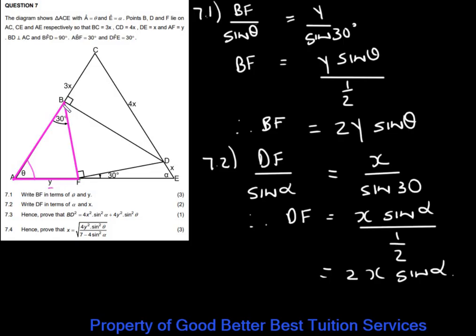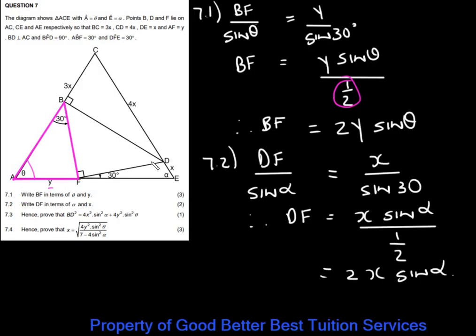All we are going to do is cross multiply, and we are going to say y sine theta divided by sine of 30, which is a half. And when we divide, it gives us 2y sine theta. So BF is equal to 2y sine theta.